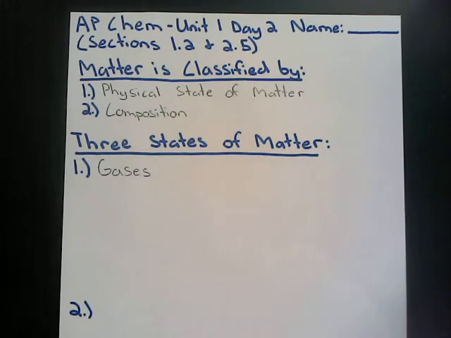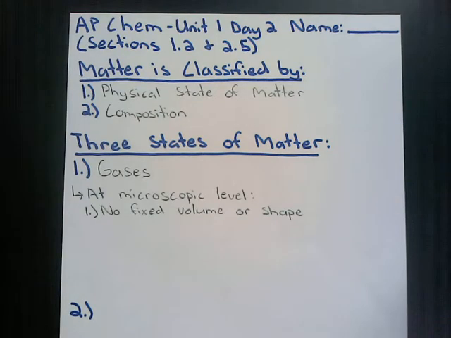Now, what we are going to do is break these things down into the microscopic level and also the molecular level. So, at the microscopic level, for gases, these states of matter have no fixed volume or shape. And because gases have no fixed volume or shape, they are going to conform to the shape of the container that they are placed in.